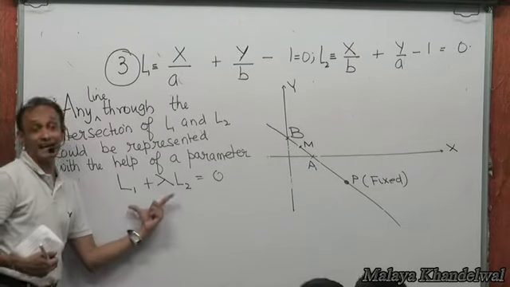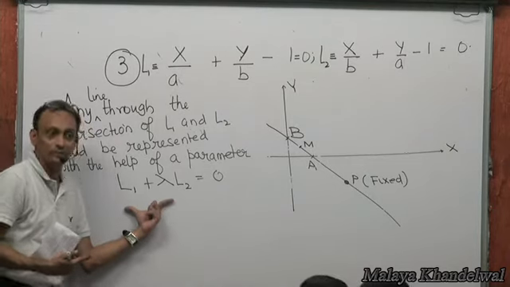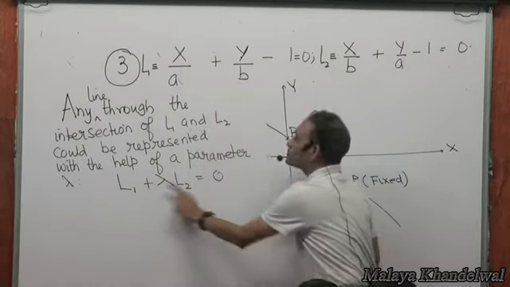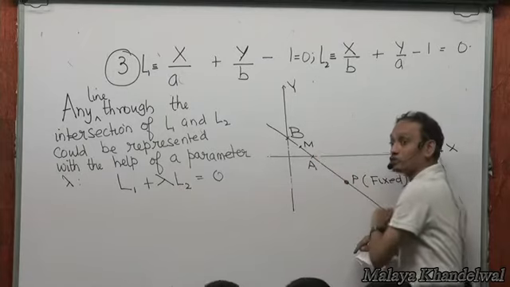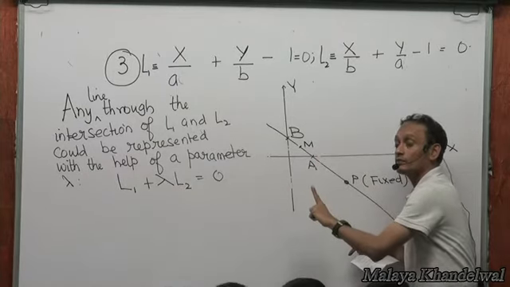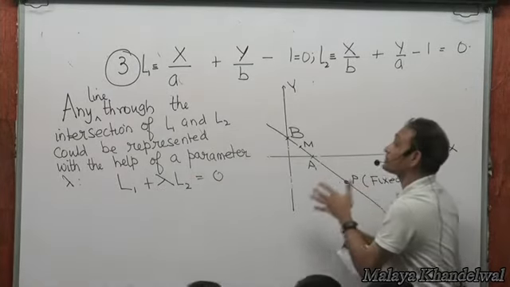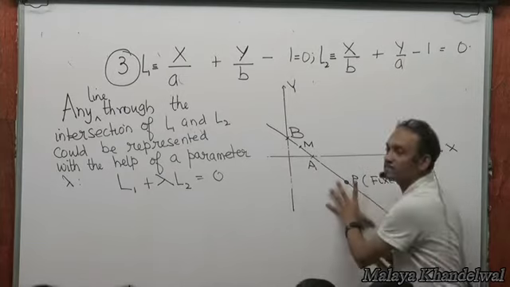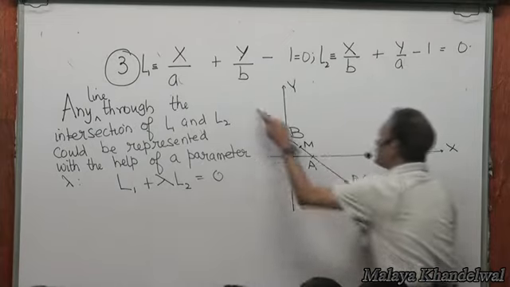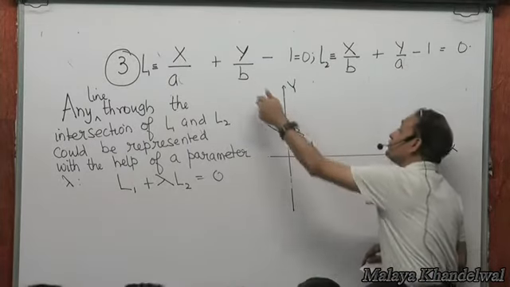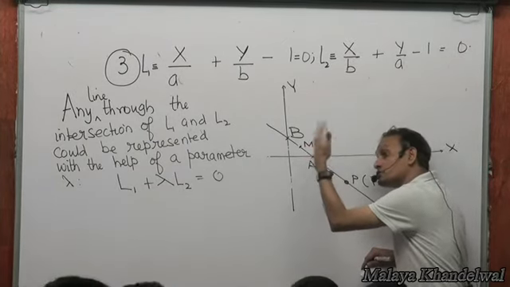For different lambdas, I'll get different lines, but all these lines will have one common property. They will pass through P. So any line passing through P must be of this form. If I assign different values to lambda, I get different lines passing through P, which means this represents the set of lines that we want to deal with. Lambda is my parameter. For different lambdas, I get different lines passing through P, and therefore I'll get different M's. I'll get different positions of M.